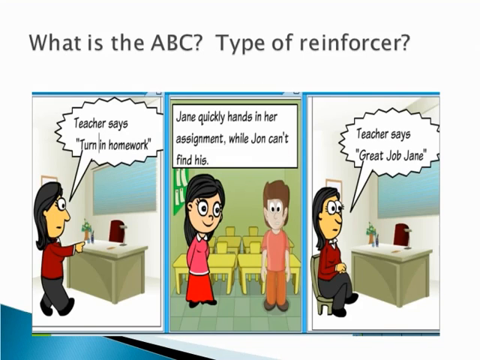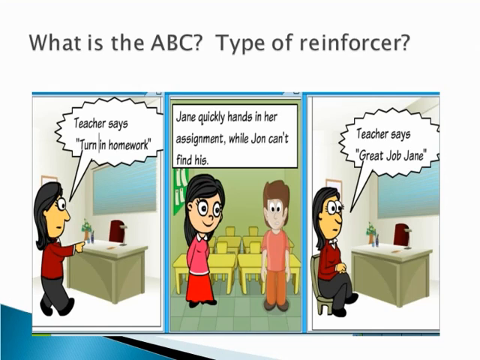So here I've made a toon-do, or a cartoon strip, to show a type of reinforcement. If you look at this, can you automatically see the antecedent, the behavior, and the consequence? And then once you see that, can you tell what type of reinforcer this is? Remember, it has to be observable behaviors. This one is pretty easy.